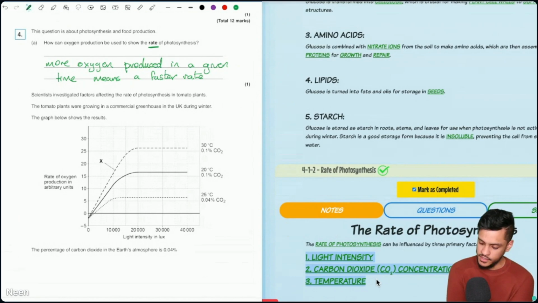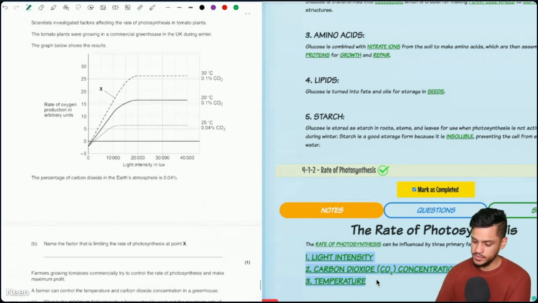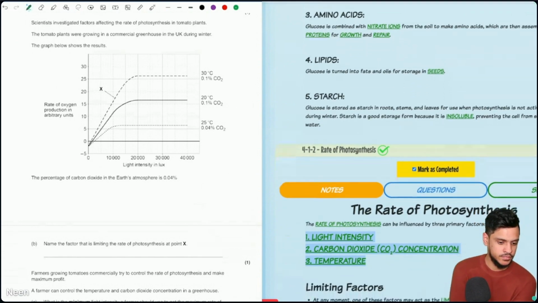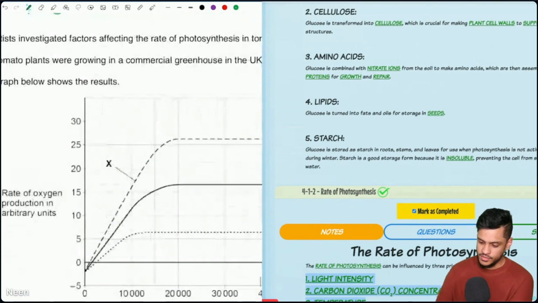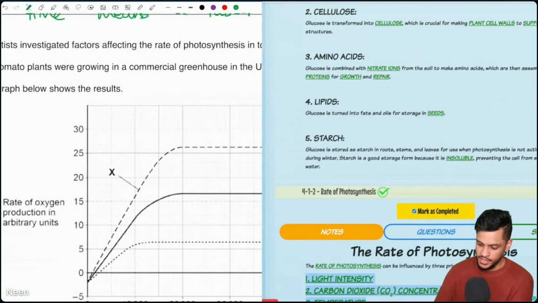What do you guys think would happen? What would be limiting the rate of photosynthesis at point X? Any answers? No? CO2 concentration. So loads of people would put CO2 concentration or temperature, but it is not that. The answer is actually light intensity. It's a trick question. Because they said at point X, okay?